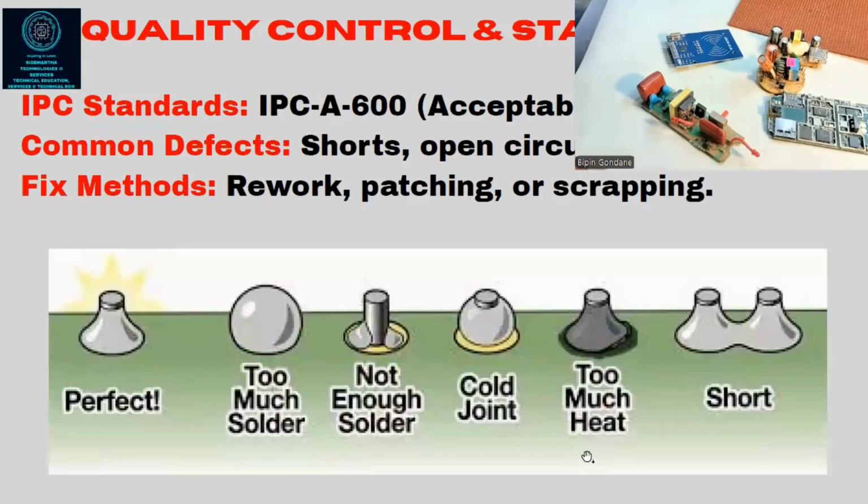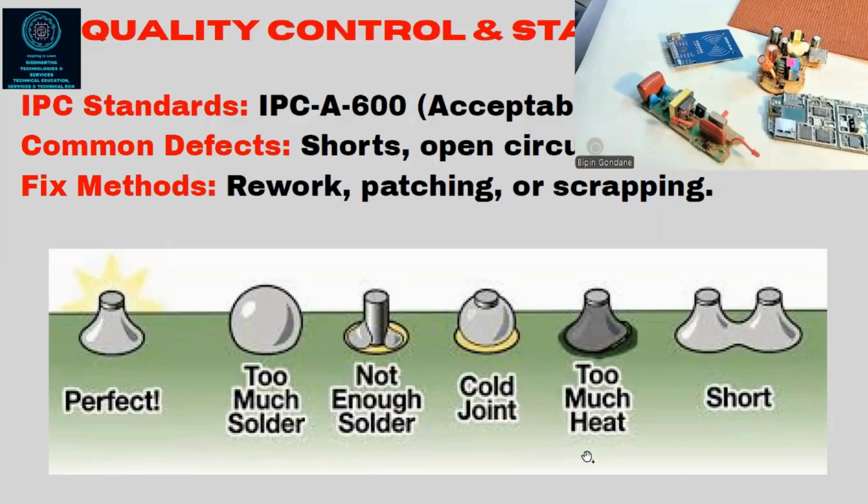Okay, right? Quality control standards, these are very important for the students. We use different types of standards, but the standard you have to remember is IPC-A-600. Acceptable for PCBs. That is a world standard for PCBs. We call it IPC-A-600. If you want to study about this standard, you can go to Google and find it. You'll get plenty of notes related to this.